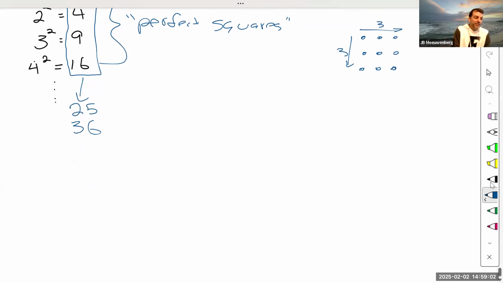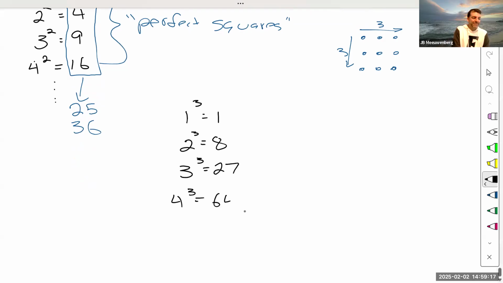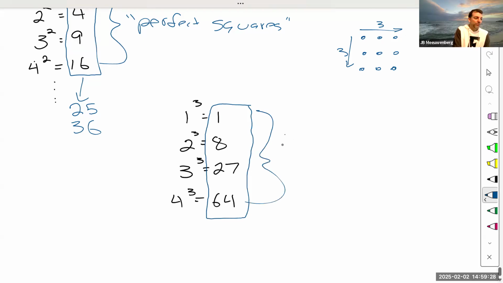Similarly, if we take things to the third power, 1 to the third power is 1. 2 to the third power is 8. 2 times 2 times 2. 3 to the third power is 27. 4 to the third power is 64. These numbers, maybe you can even guess, the result from cubing a number, these are called perfect cubes. And they could all be arranged in physical cubes of dots like we saw above.